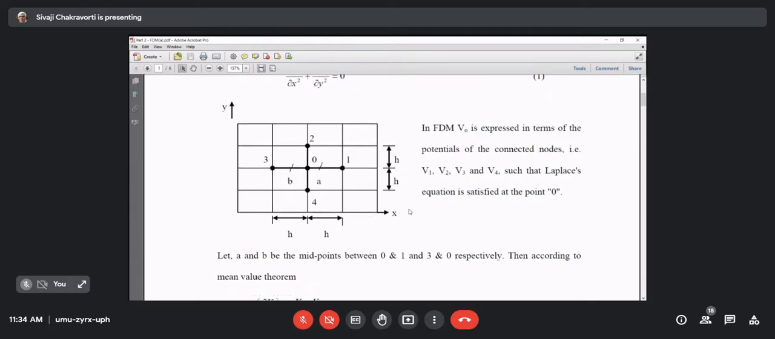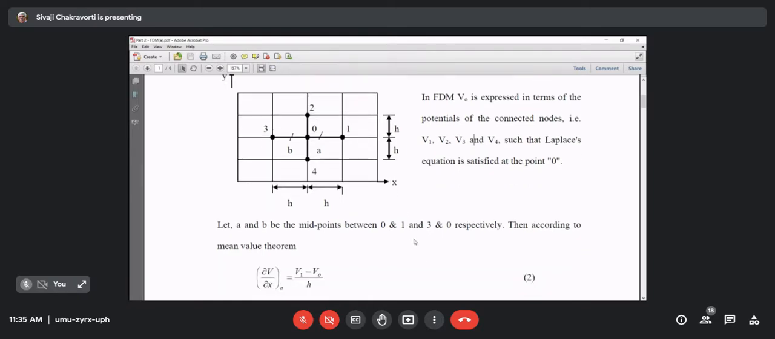So I will show you two derivations. One a little bit not very rigorous, the other one a rigorous derivation. Now this one, the not so rigorous derivation, is like the mean value theorem. So what I am going to say is that A and B, as you can see, are midpoints: between 0 and 1, that is A; between 0 and 3, the midpoint is B.